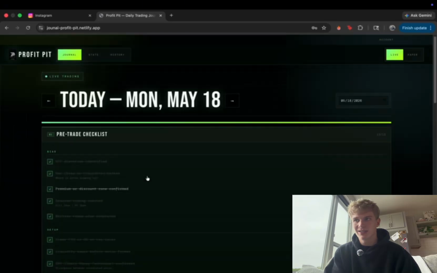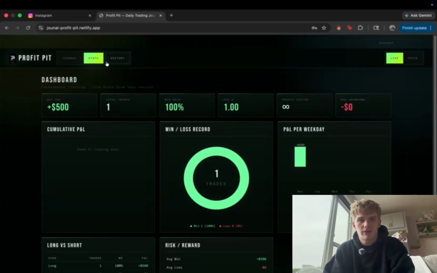I think it is very easy to use. I've been using it for a long time now, and it has definitely helped me just make sure I'm taking the right trade for sure with that pre-trade checklist. That is my favorite part by far.